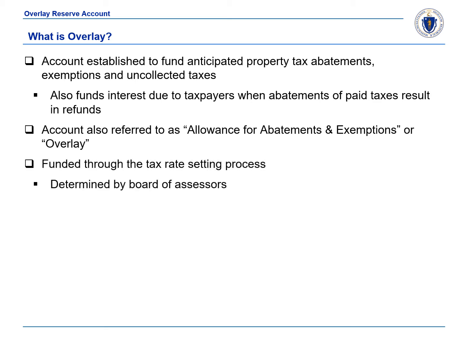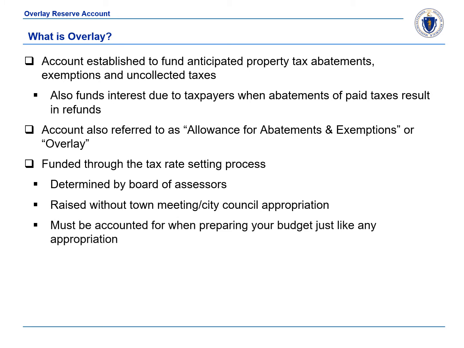The overlay is funded through the annual tax rate setting process without town meeting or city council appropriation. However, it must be accounted for when preparing your budget, just like any appropriation that is funded within the general fund. In other words, it's not outside of the balanced budget requirement.